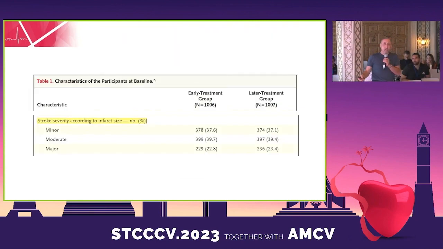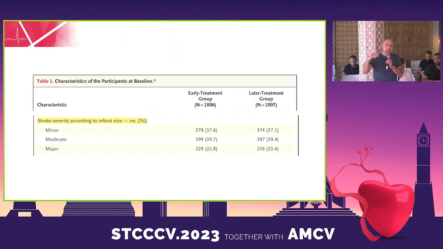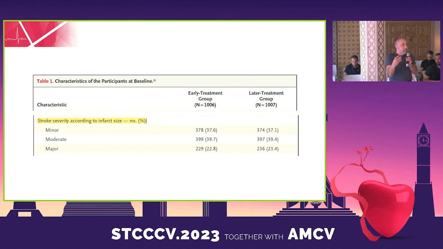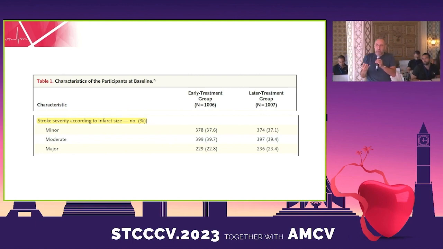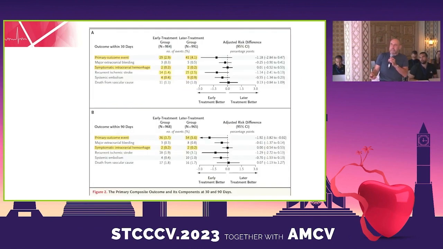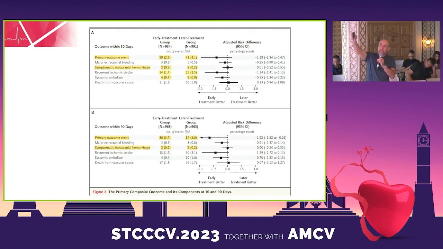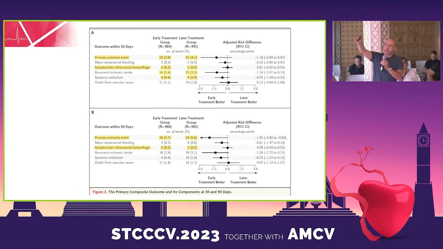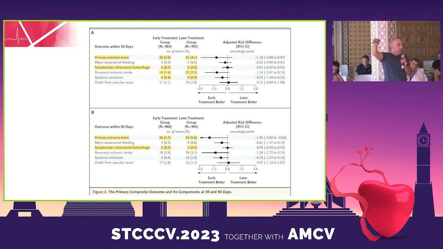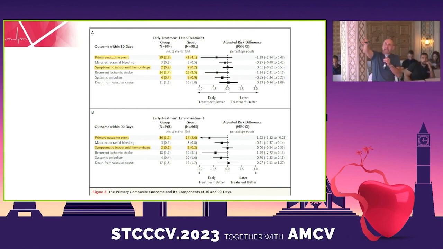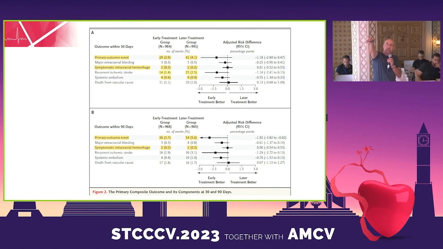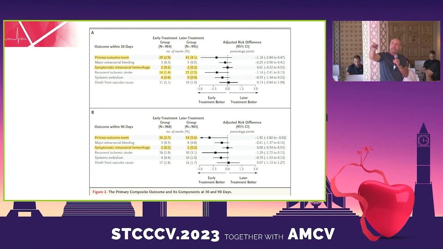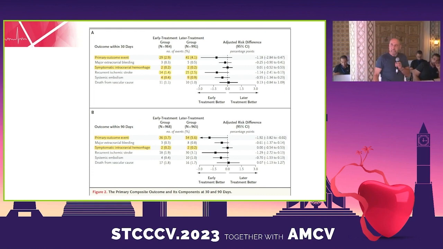The patients were equally distributed between the 3 severity levels, which was representative of real life. And what we see is that the study was positive in favor of early treatment for almost all the endpoints, with a tiny number of symptomatic intracranial hemorrhages, only 2, the same as in the later treatment.